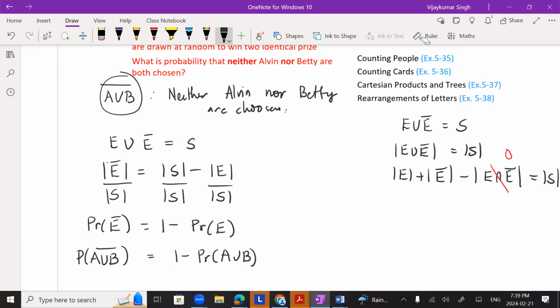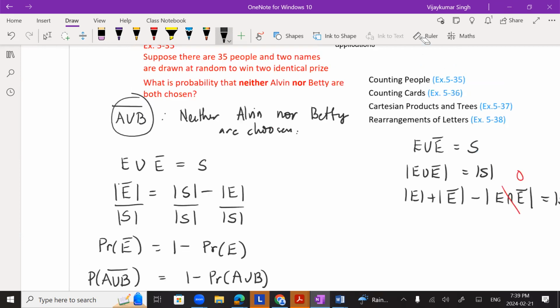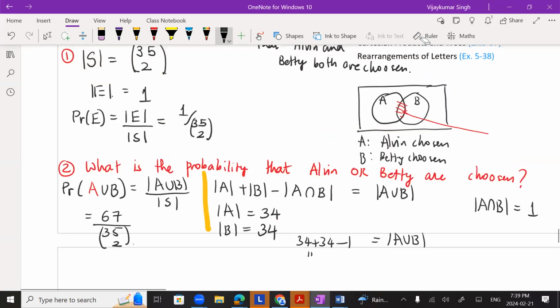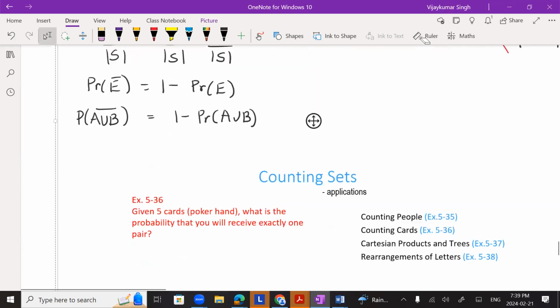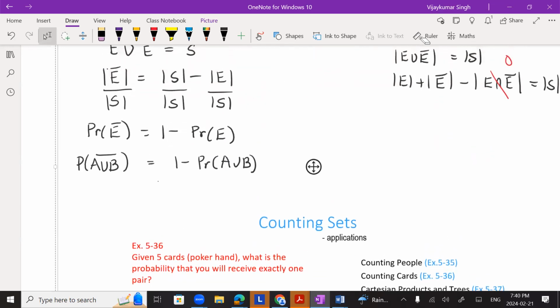Do you agree? The only reason I'm going this way is because we have already computed the probability of A union B. So let's recycle that information. It's going to be what? 67. So the probability of A union B is 67 divided by 35 choose 2. So it's going to be 1 minus 67 divided by 35 choose 2.